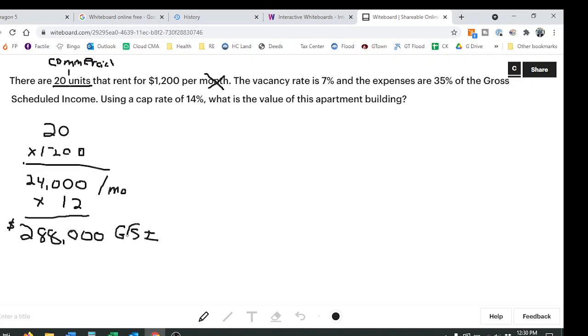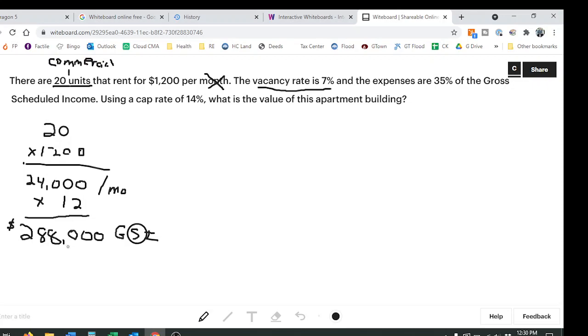I'm circling scheduled here. In class, we talked about a concept called reality and fantasy land. This is the number if all of these units were rented all year long and nobody ever moved out and nobody's check ever bounced and nobody ever forgot to make a payment. This is how much money we would expect to get. But we don't live in that world. They give us a vacancy rate of 7%, so this is not a real world number. This is just if everything was perfect.